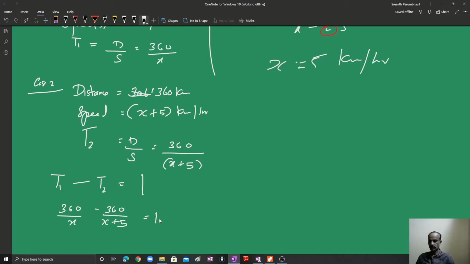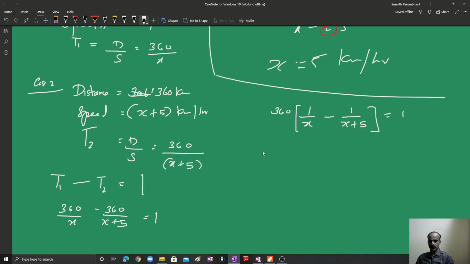Now, is there a problem? No, there is no big problem. You have to check which is greater. The denominator is smaller, therefore the fraction is larger. Denominator is largest, fraction is smaller. Now how to deal with this? 360 is taken common. So what remains is 1 by x minus 1 divided by x plus 5 equal to 1. So 360 into x plus 5 minus x divided by x into x plus 5 is equal to 1.